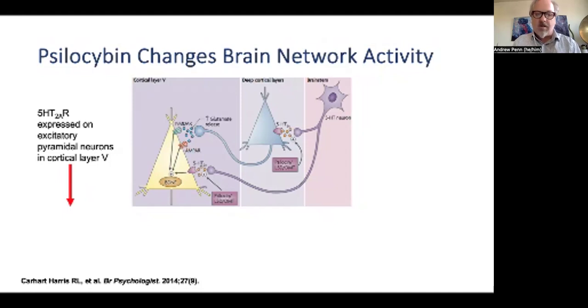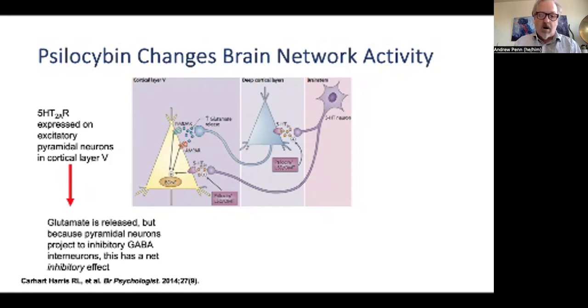Now, what psilocybin does is a little complicated, but let's walk through it. There are a lot of serotonin 2A receptors on layer 5 of the cortex. The cortex is actually organized into different layers, and on the fifth layer, there are a lot of serotonin 2A receptors. As you recall, that is the primary target for psilocybin. These serotonin receptors are on pyramidal neurons, and they project to GABA interneurons. So you're like, wait a second, okay, you're basically turning on the inhibition. So what you get is a net inhibitory effect by activating these serotonin 2A receptors with the introduction of psilocybin.